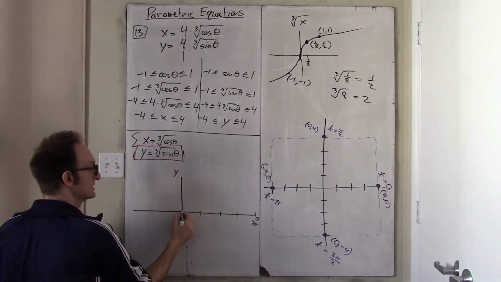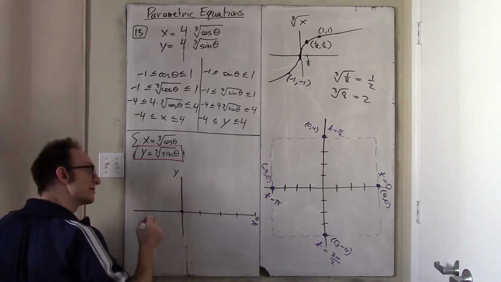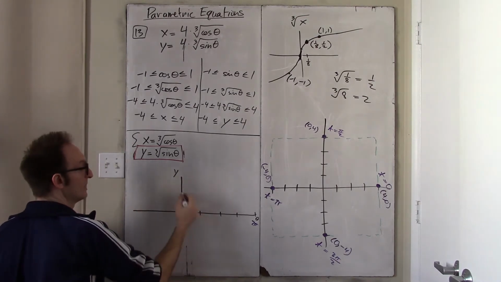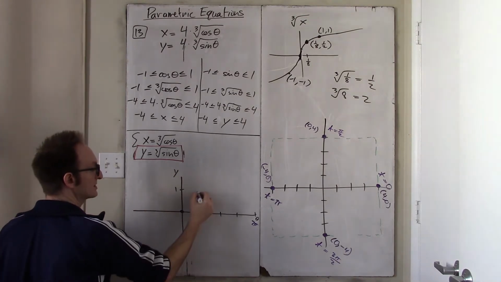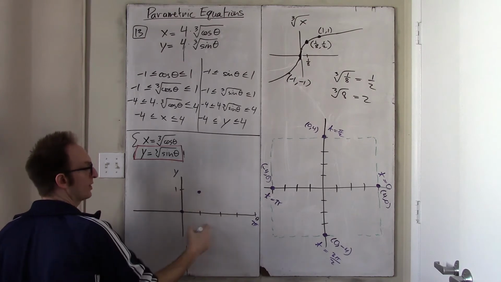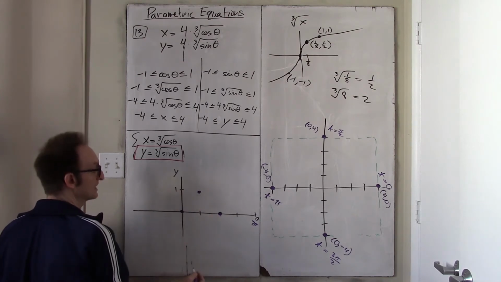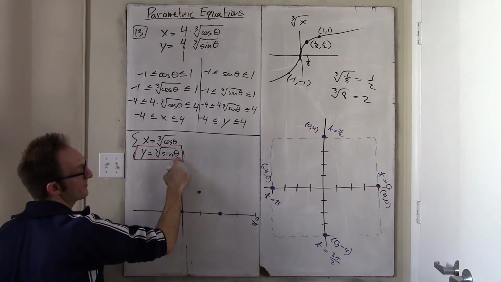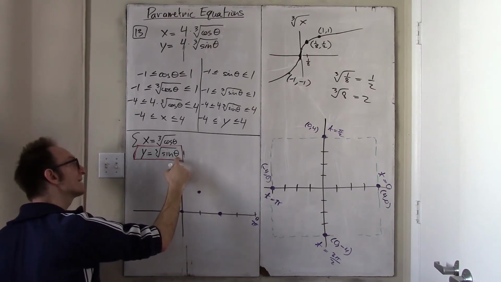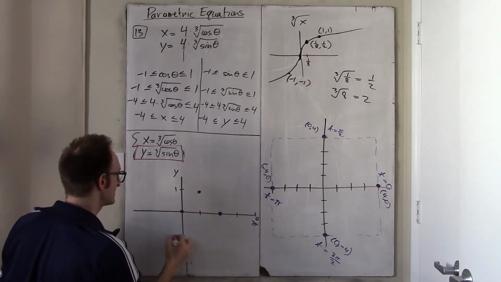Okay, so if I plug in 0, sine of 0 is 0, and cube root of 0 is 0. If I plug in pi over 2, then I get just 1, right? Because the cube root of 1 is 1. When I plug in 0, I get 0. When I plug in 3 pi over 2, sine of 3 pi over 2 is negative 1. Cube root of negative 1 is negative 1.